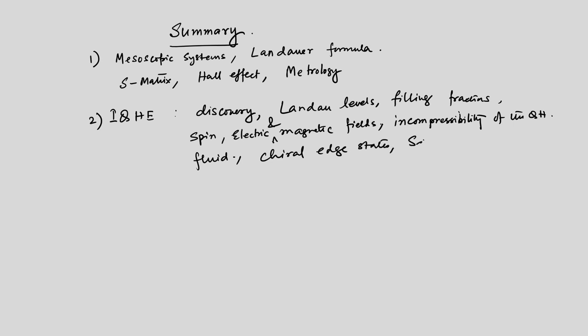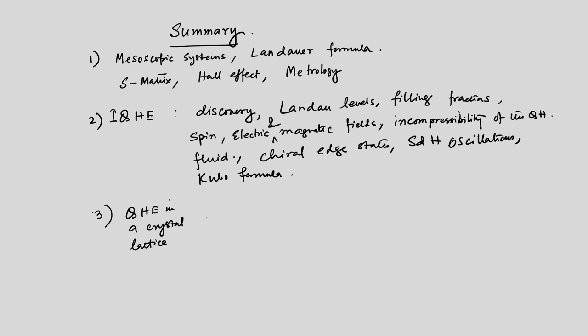We have talked about SdH oscillation, which is an oscillation of the magnetization and so on in the presence of a magnetic field. And then we have talked about the Kubo formula. Then we had gone to the QHE in a crystal lattice. So first we have talked about the square lattice, and it's quite important to understand.